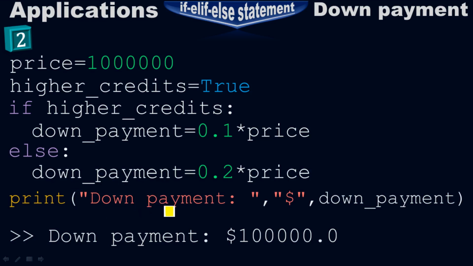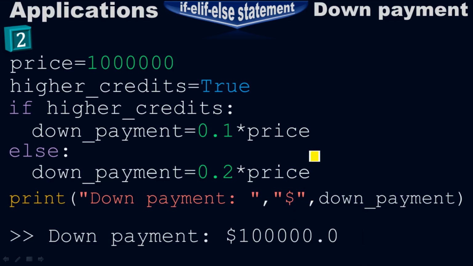If you remember, the statement says to print the down payment. Print of down payment colon and then space inside the double quotes. Why do we put space? We put space because we will have space in the final output. If you don't put space here, you won't have space here as well. So better to put space here and then comma, then the dollar sign inside the double quotes and then comma and then the down payment.